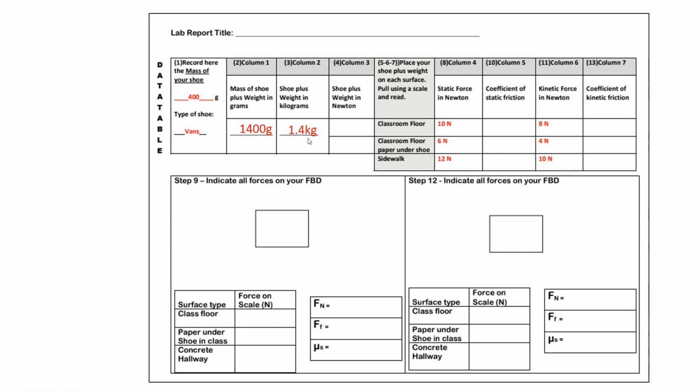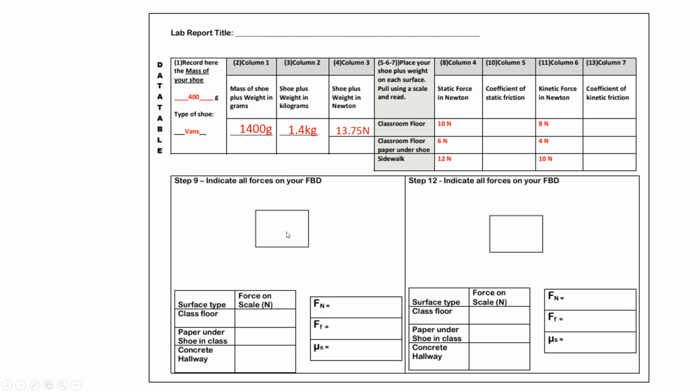Now we are going to convert this mass to weight in Newtons, which you do by multiplying by 9.8, the acceleration of gravity, 9.8 meters per second squared. So the product is 13.75 Newtons. So this is our Fg.